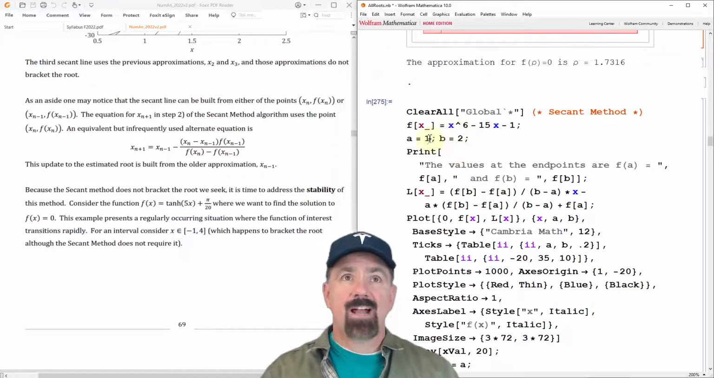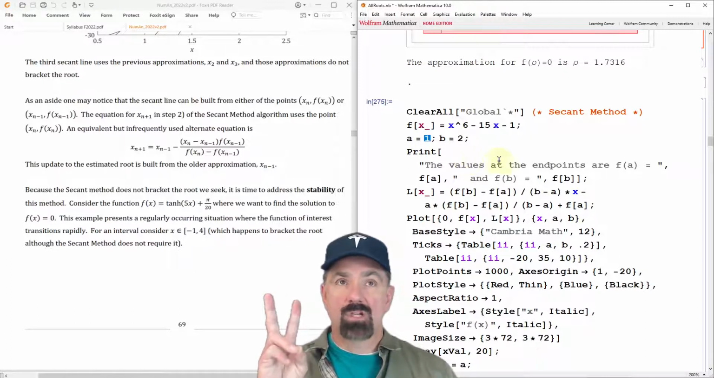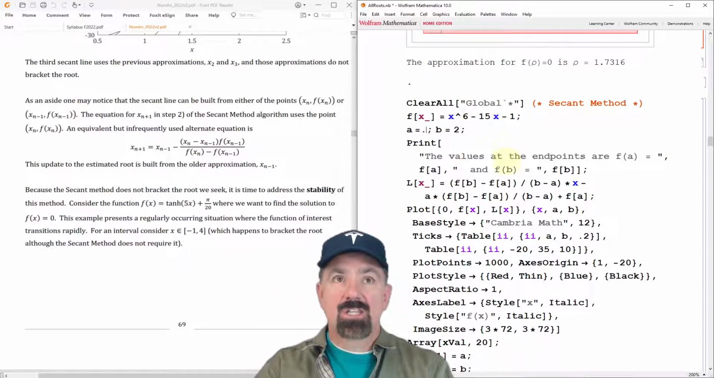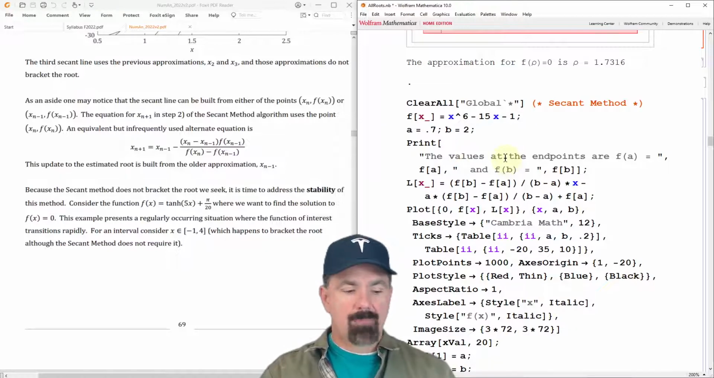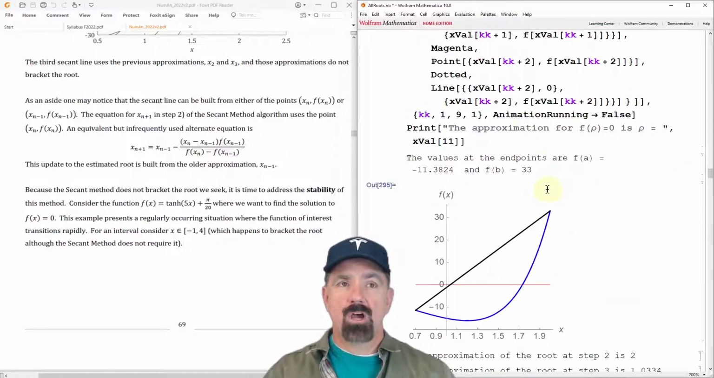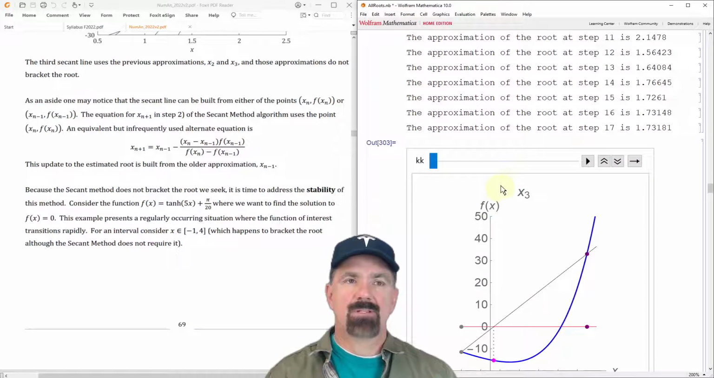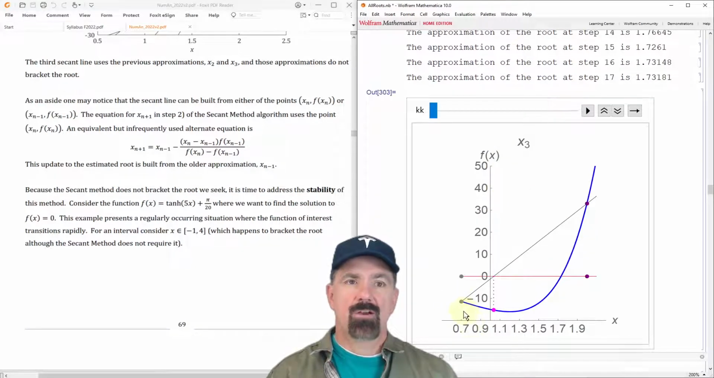I've jumped back in the file here, and you'll notice that my initial guess was 1. So the interval was originally 1 and 2. Remember, the secant method requires 2 initial approximations. If I change this to 0.7, I'm going to rerun the code, and you'll see what happens. So now I'm out here at 0.7 instead of at 1.